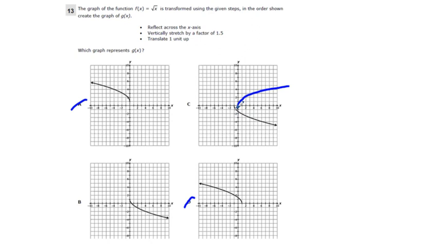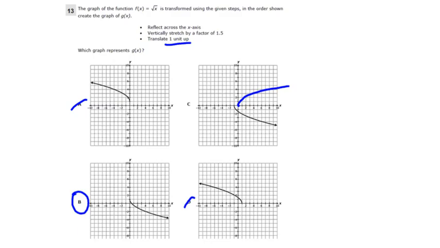What we're going to do is vertically stretch by a factor of 1.5. Well, both answers C and B look like they could be stretched by a factor of 1.5. Whatever case, they look similar. But then translate 1 unit up. Well, B is the one that translates 1 unit up and not C. So for this one, B is the correct answer. Should be a pretty easy problem.